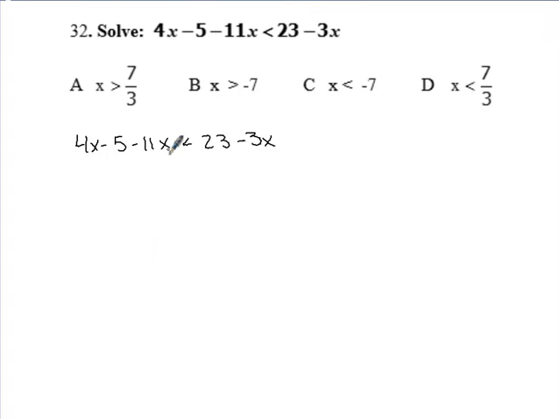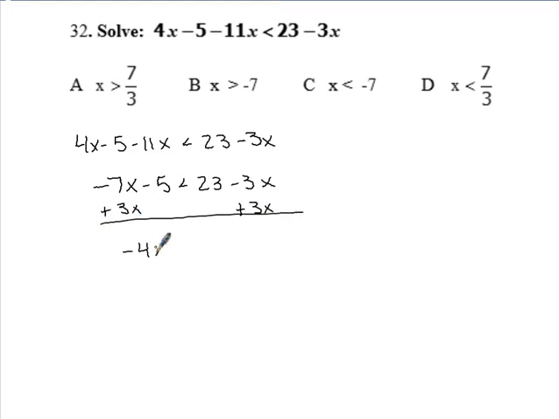I'm going to solve this inequality. So the first thing I need to do is combine my like terms on the left side. So 4x minus 11x would be negative 7x minus 5 is less than 23 minus 3x. Then I want my x's all on the same side, so I'm going to add 3x to both sides. I now have negative 4x minus 5 is less than 23.